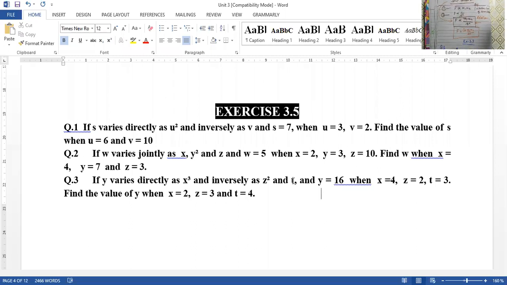If S varies directly, it is very clear. So you will write it as S is directly proportional to U square, and S is inversely proportional to V, that is 1 over V. And then we are provided a pair of values to find the value of the constant. Fine. And I will also write that S is equal to 7 when U is equal to 3 and V is equal to 2. First, let me show you what I have written on the page, and then I will explain how to start it.